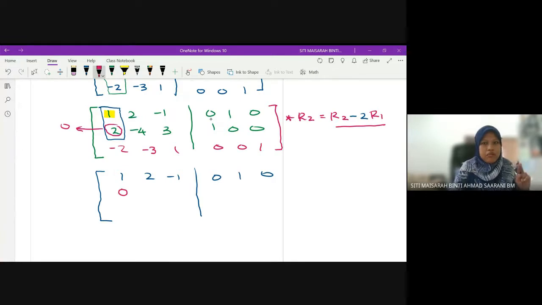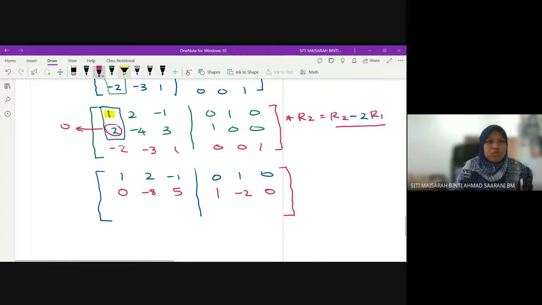And then the second element of the second row becomes negative 4 minus 2 times 2. Jadi berapa? Minus 4 minus 4, negative 8. Okay. Then 3 minus 2 times negative 1. So 3 tambah 2, jadi 5. Then 1 minus 2 times 0 is 1. And then 0 minus 2 times 1, negative 2. Then 0 minus 0 is 0. This is the second row.